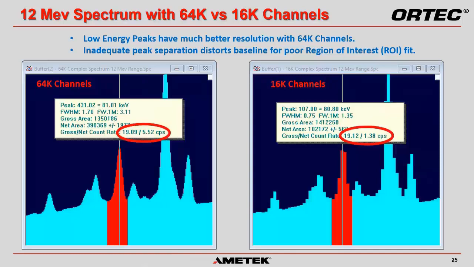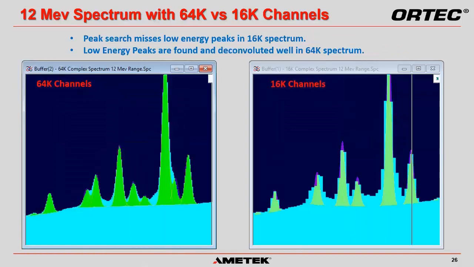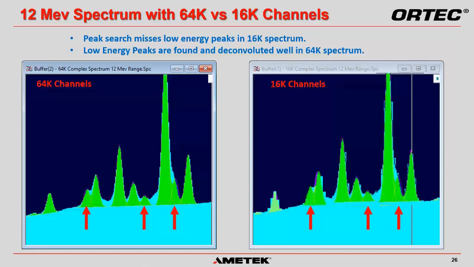But when we look at the low energy peaks in these spectra, we see that the 64K spectrum has much better separation. The inadequate separation of peaks in the 16K spectrum distorts the baseline enough to significantly underestimate the net peak count rate. When running a peak search in the low energy region of these spectra, it is easy to understand why some of the more obvious peaks that are fit well as multiplets in the 64K spectrum are completely missed in the 16K spectrum.